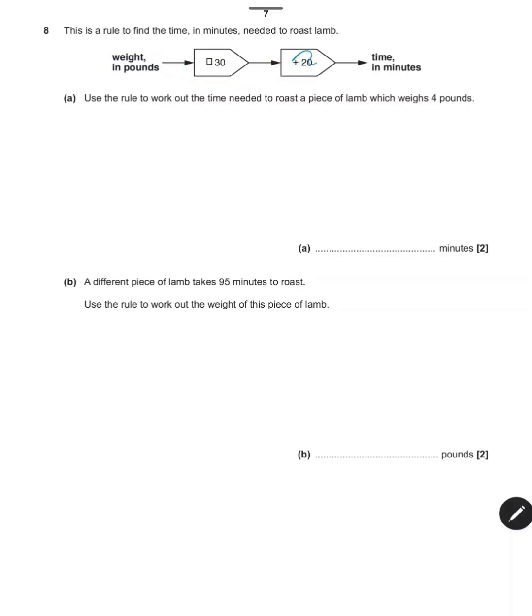Question 8, we've got a pretty simple function machine. This is actually meant to be times by 30 and then add on 20. So we've got the weight of a piece of lamb going into the function machine with times by 30 and then add 20. So we're going to look at a piece of lamb weighing 4 pounds.